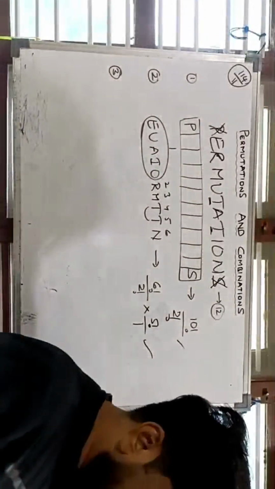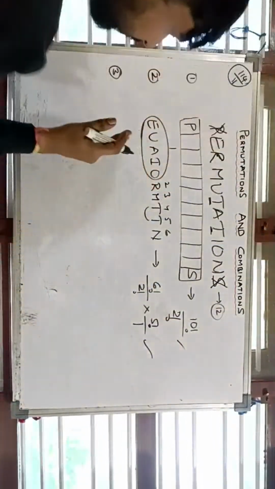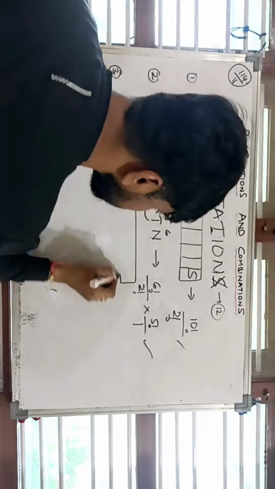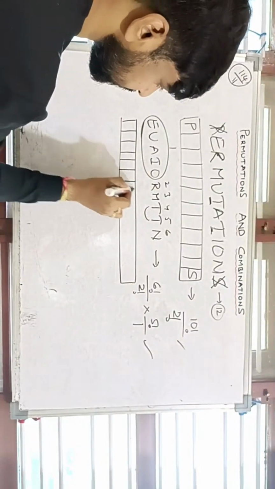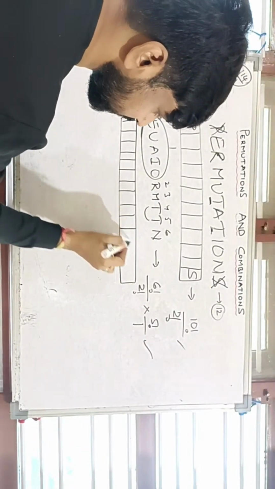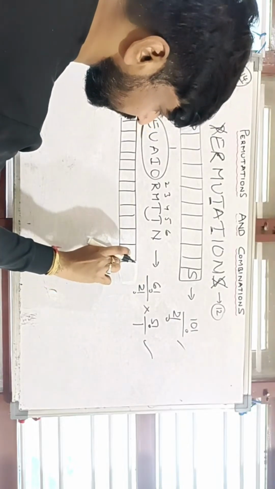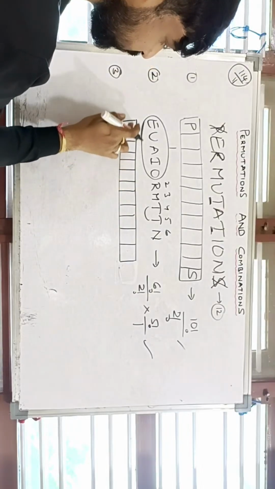There are always 4 letters between P and S. P key, S key, with 4 letters in between. So that's a 12-letter word. You are going to create 12 boxes: 1, 2, 3, 4, 5, 6, 7, 8, 9, 10, 11, 12.